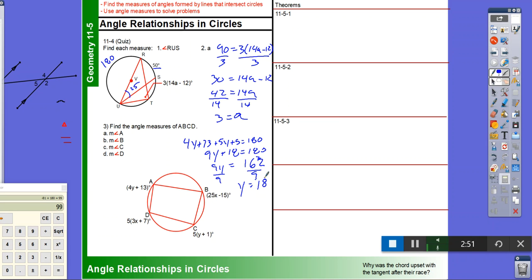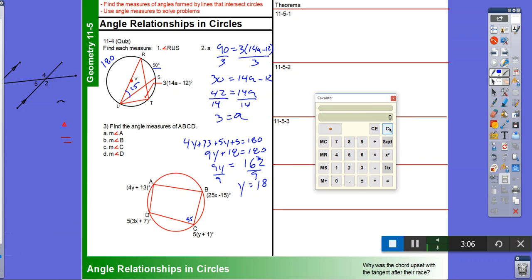But I'm not done. I need to find the actual angle measurements. So 19 times 5 is going to be 20 times 5, that's 100, minus 5. So that's 95. Let's double check this one. All right, we feel good about that. Well, that makes this 85. And let's double check: 4 times 18 plus 13. It's working out.